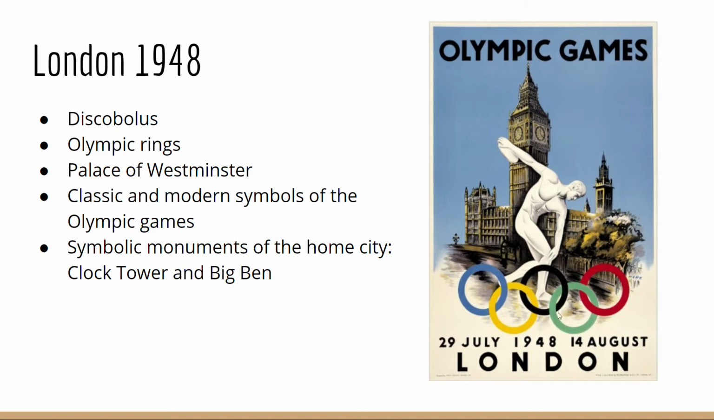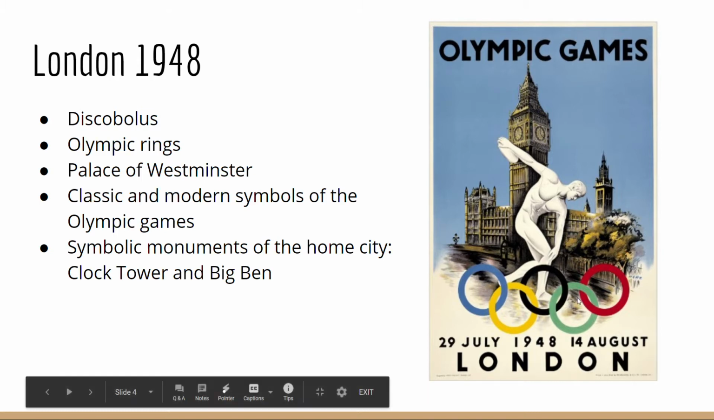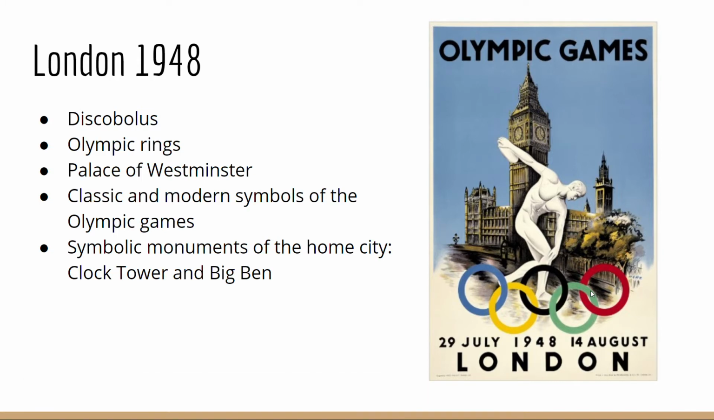Now we have the rings. By this time, the rings had been invented. And the symbol of the rings, there's 5 of them. They're called Olympic rings, and each one represents one of the continents in the world. So the continents come together, people from all over the world come together to compete.